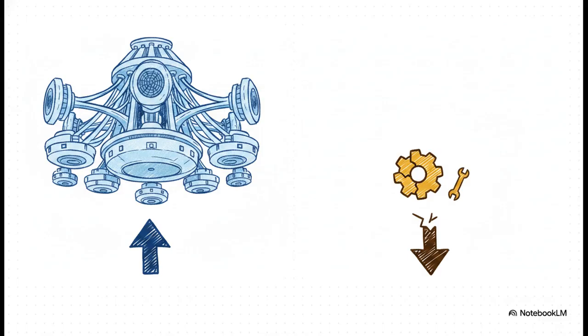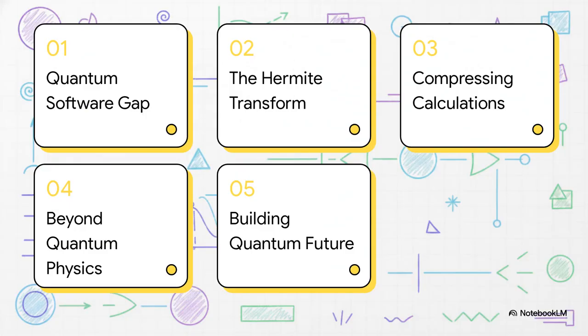And without the right software, well, even the absolute most powerful quantum computer is really just an expensive, shiny science project. So here's our roadmap for today's explainer. First, we'll cover the quantum software gap. Second, the quantum Hermite transform itself. Third, compressing complex calculations. Fourth, applications beyond quantum physics. And finally, building the quantum future.